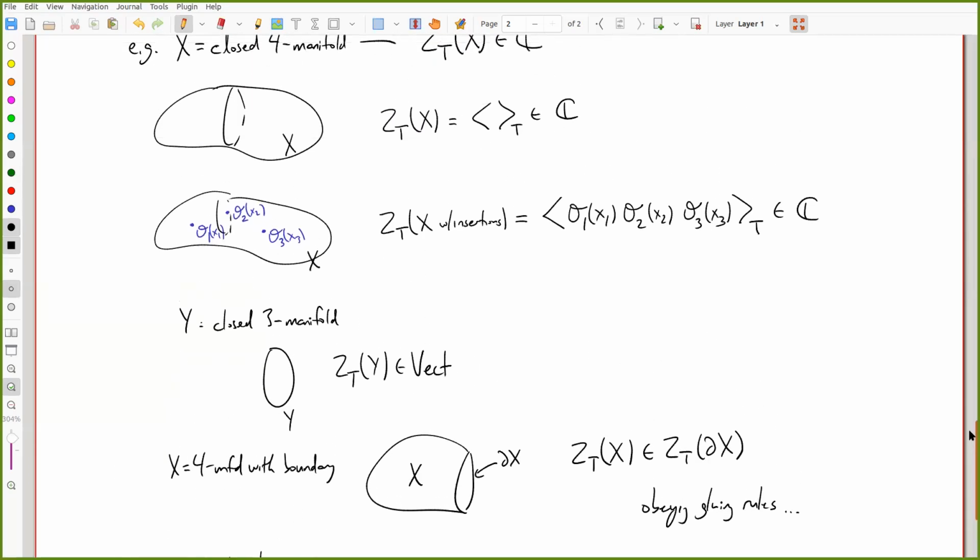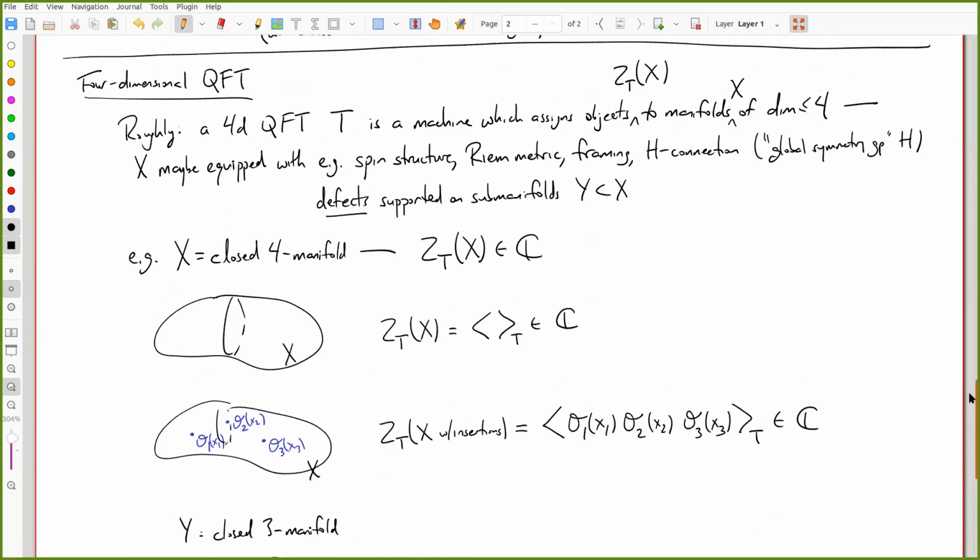All right, so all that is just some general nonsense about what a four-dimensional quantum field theory is supposed to be. For our purposes, the main thing to remember is the stuff near the top: if you have a four-manifold, it's supposed to assign a number, and moreover, you're supposed to be able to make some insertions at points or along higher dimensional submanifolds, as we'll use later, and in every case get a number out.